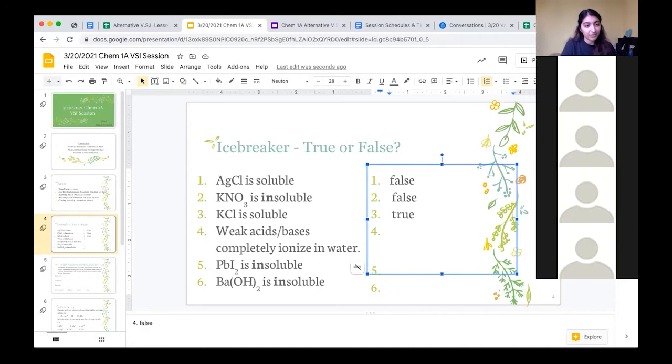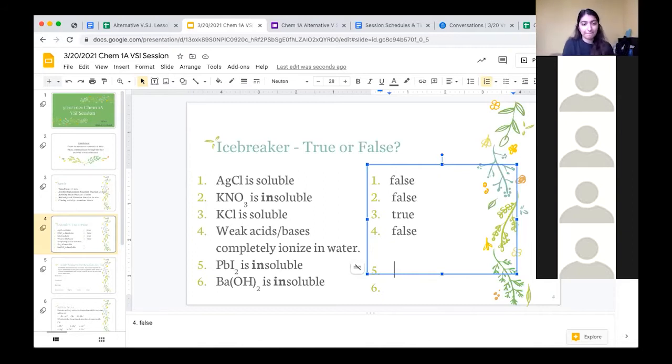I'm seeing people put true for this one. Now the falses are coming in. Yeah, this one's false. How would we correct this statement if we were to make it true? Strong acids. Yeah, correct. Strong acids are the ones that completely ionize and dissolve in water, and those are on your solubility rules at the bottom. Good. Okay.